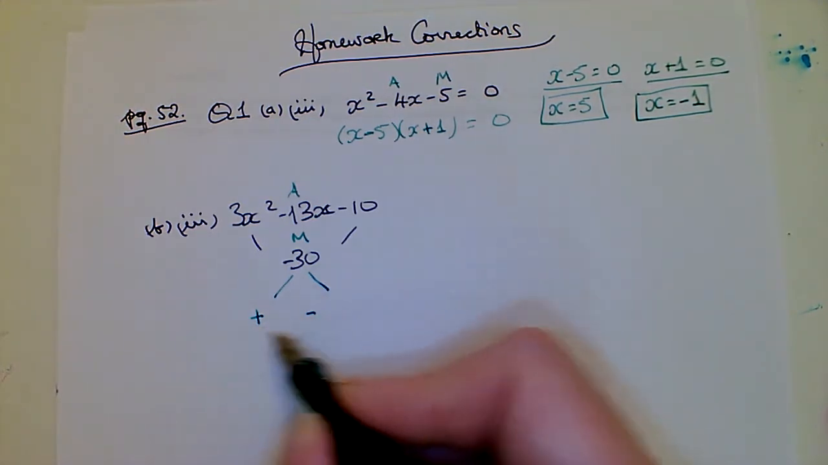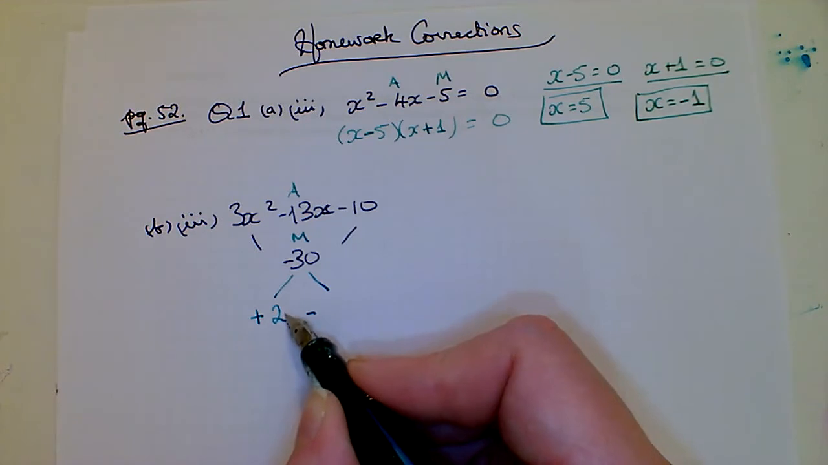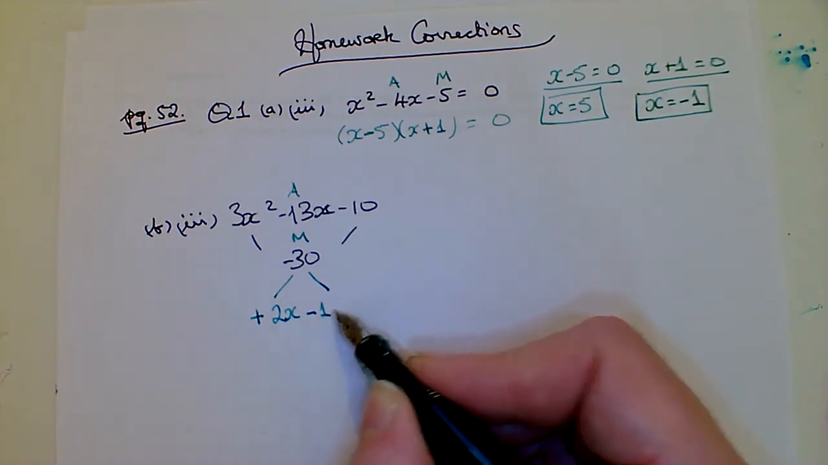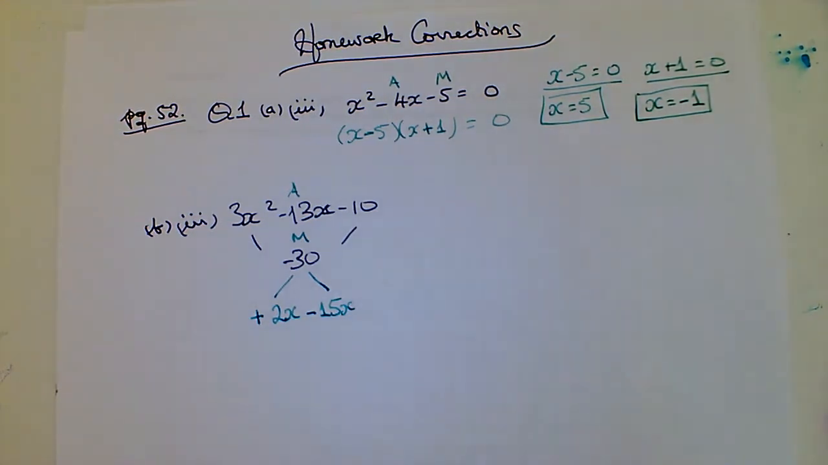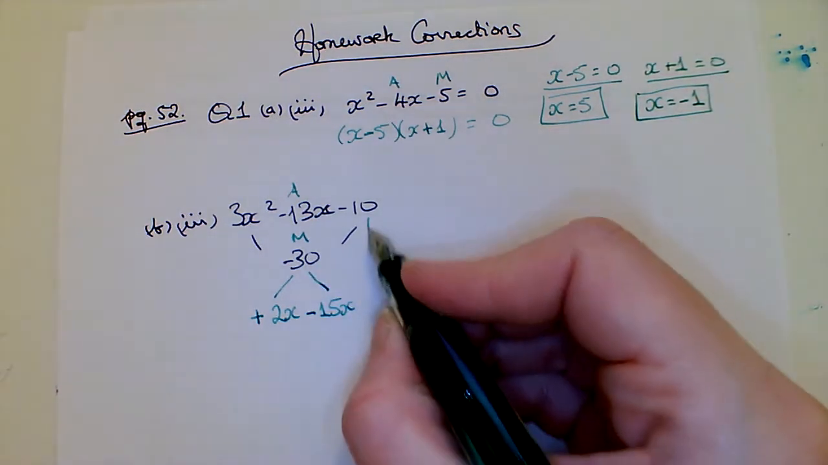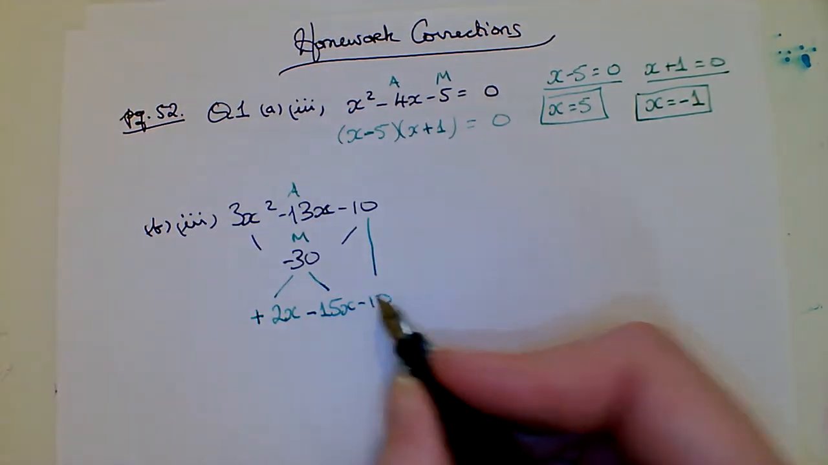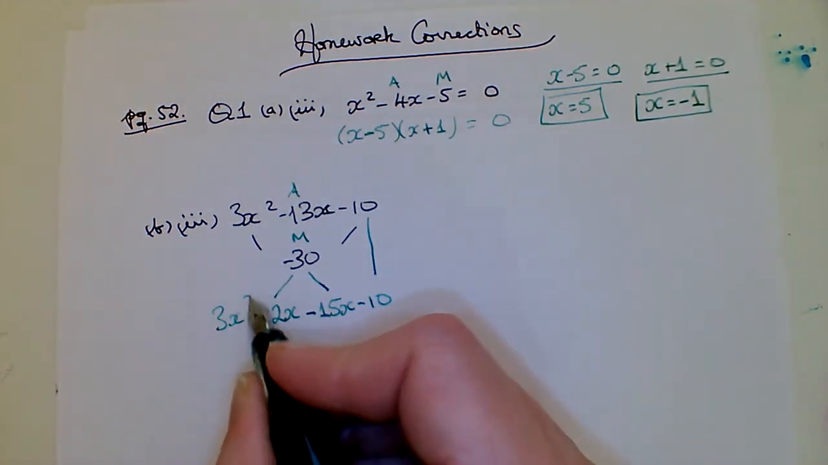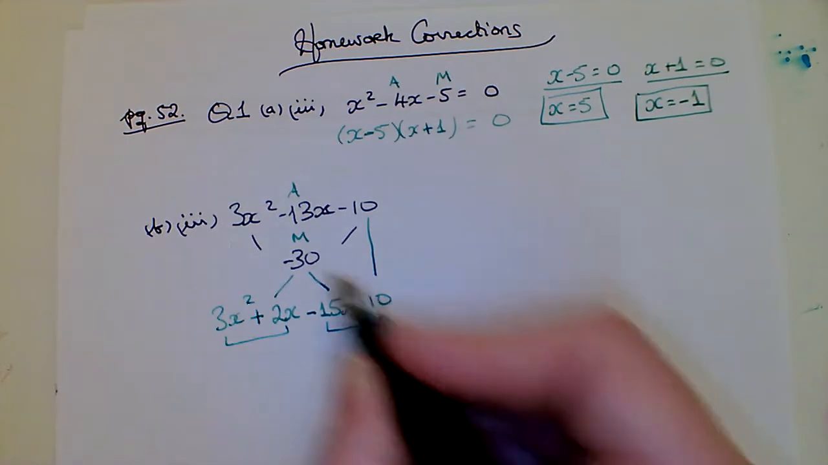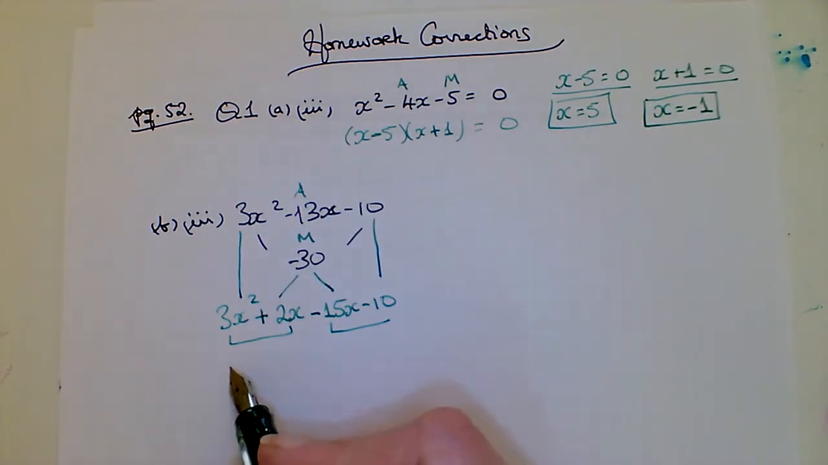So it's actually plus 2x and minus 15x. So just be really careful of the signs there. The signs must be opposite when it multiplies to give me a negative. And then the minus 10 comes down, and 3x squared as well. Then I factorize by grouping.